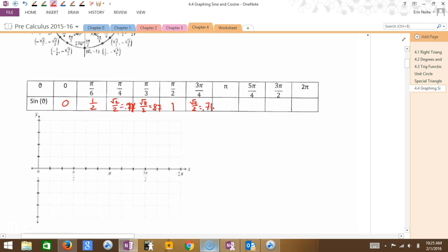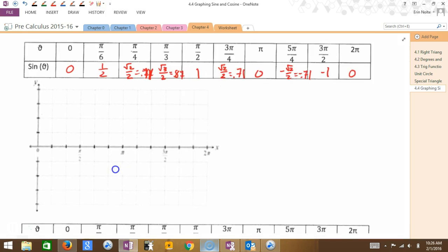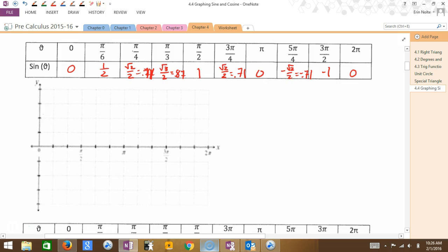Then it gives us pi, so we're moving a little bit quicker through the unit circle. 0, back to 0. And then what about at 5 pi over 4? Good, negative square root of 2 over 2, which is the same as negative 0.71. What about 3 pi over 2? Negative 1. And then we go back to 0, or 2 pi, and we're back at what value? 0. Now what I'm going to do is use my little fancy grid that's already cut into nice little increments, and plot all these points.